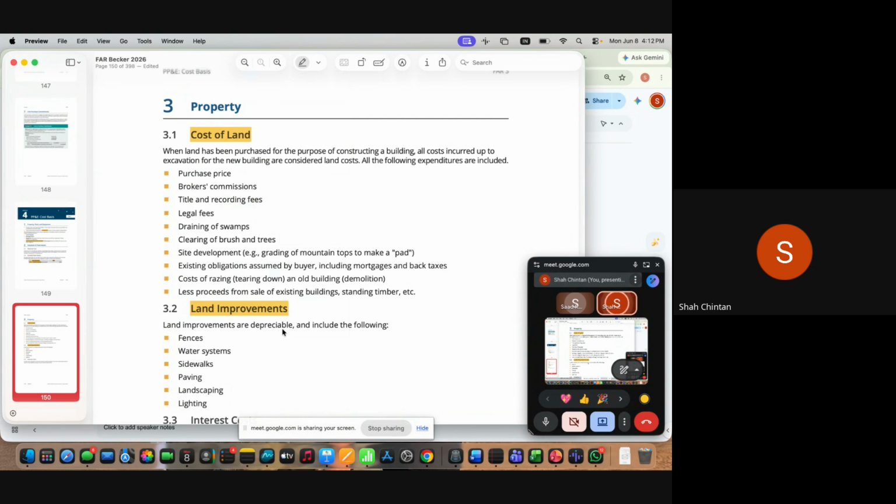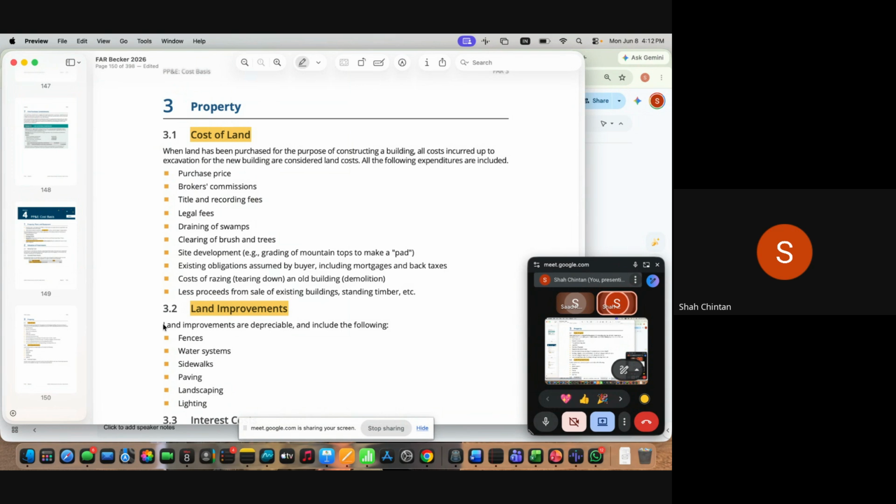So for example, you did fencing so that thieves cannot enter or illegal entries cannot happen, or let's say you developed an underground water development system, or you did a pathway or a footway or sidewalks or lighting. So all those things which improve the value of your land are land improvements.